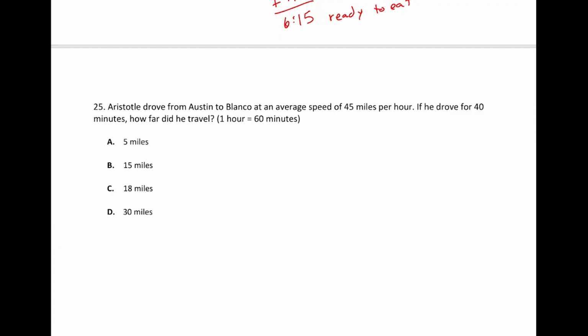So we only have a few more problems here. Number 25 says Aristotle drove from Austin to Blanco at an average speed of 45 miles per hour. If he drove for 40 minutes, how far did he travel? Okay, so just recall that speed is distance over time.